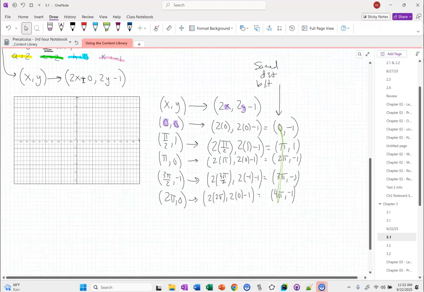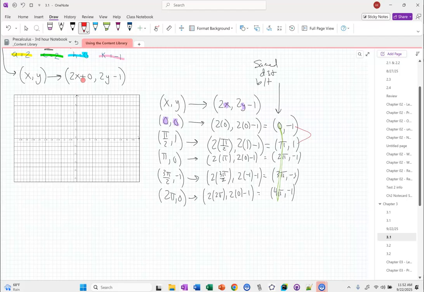And now look at the y's. The distance between the y's, between -1 and 1, that's 2 units. Between 1 and -1, also 2 units. Between -1 and -3, 2 units. Between -3 and -1, 2 units. That should be the same distance between.